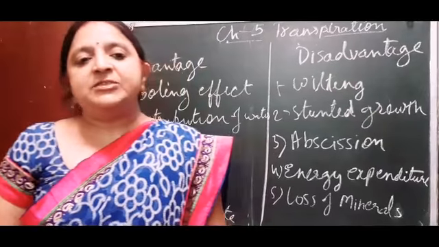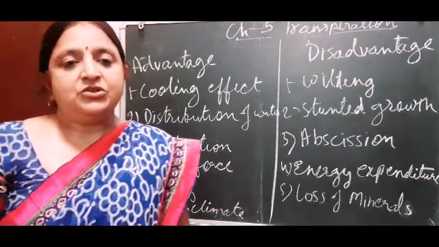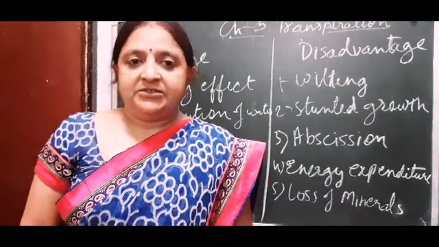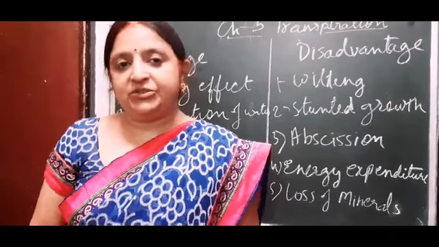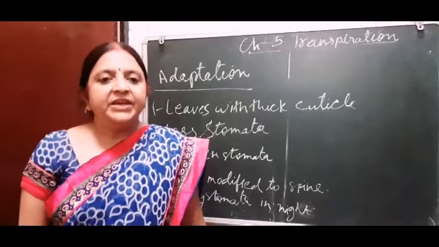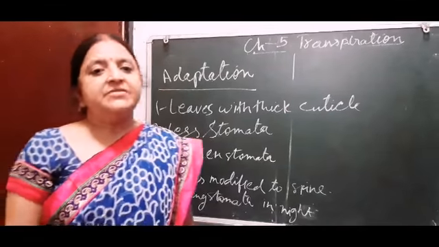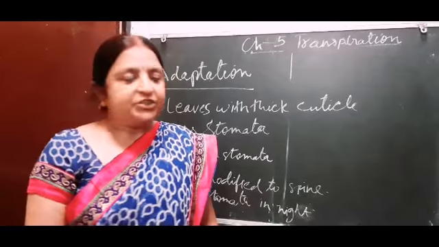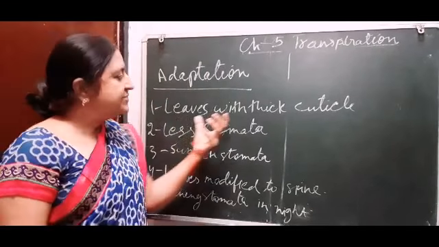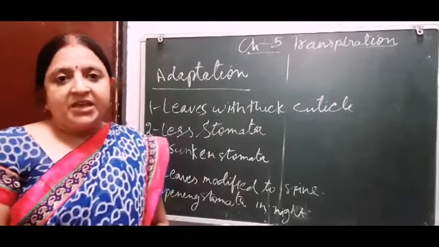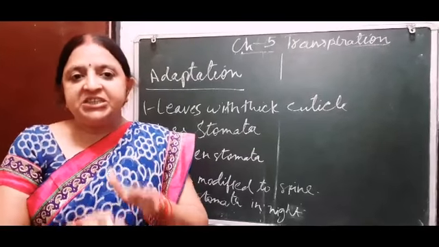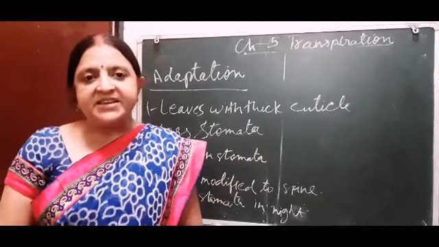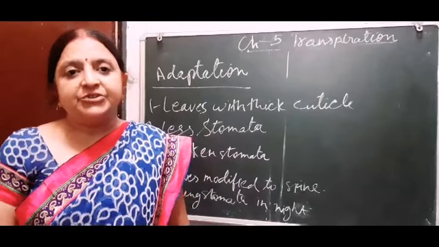Now I will explain the adaptations for the transpiration process. Plants growing in dry areas show several structural modifications to reduce the rate of transpiration. The first is leaves with a thick cuticle. If the leaf is very thick because of the waxy cuticle layer, the rate of transpiration reduces.